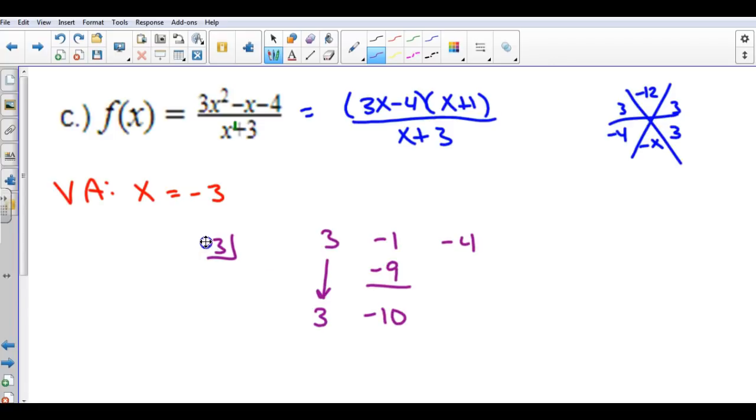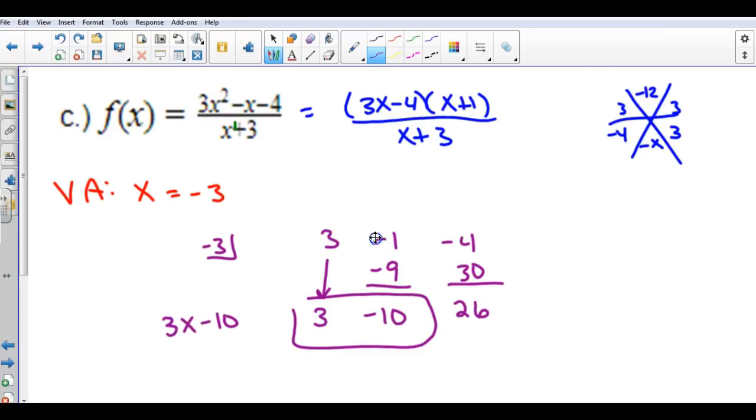Now this is the interesting part. I'll take it a step further. Whether I have a remainder or not is actually irrelevant in this case, because all that we care about is this part right here, which implies that I would have 3x minus 10. If you're taking something to the second power, dividing by something to the first power, that's where I'm getting this 3x from, and then the minus 10. That is actually the equation of your oblique asymptote.